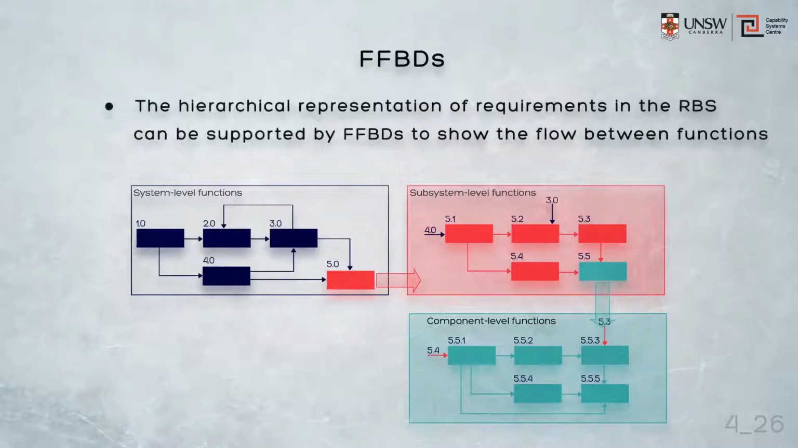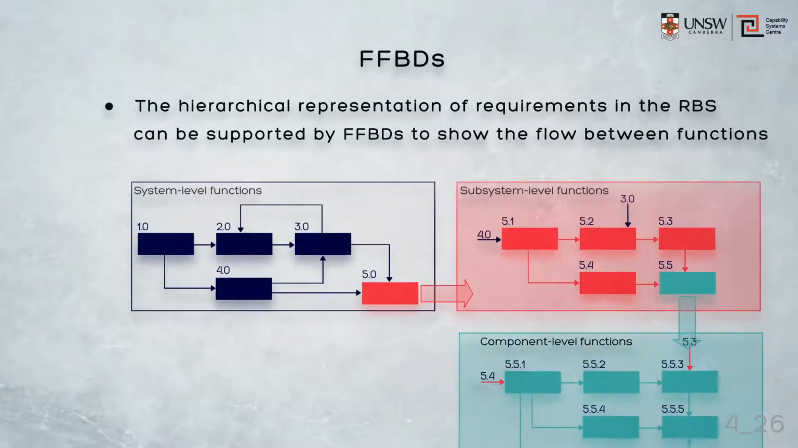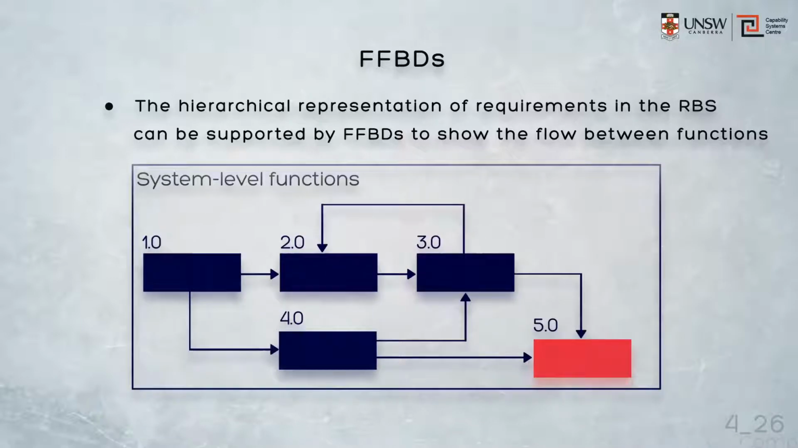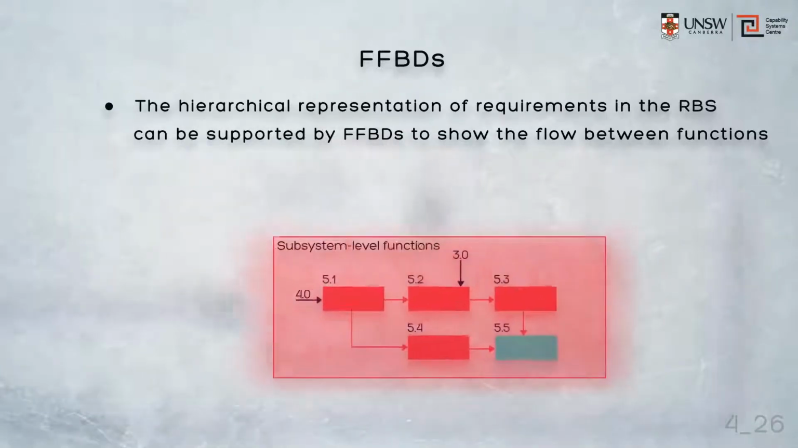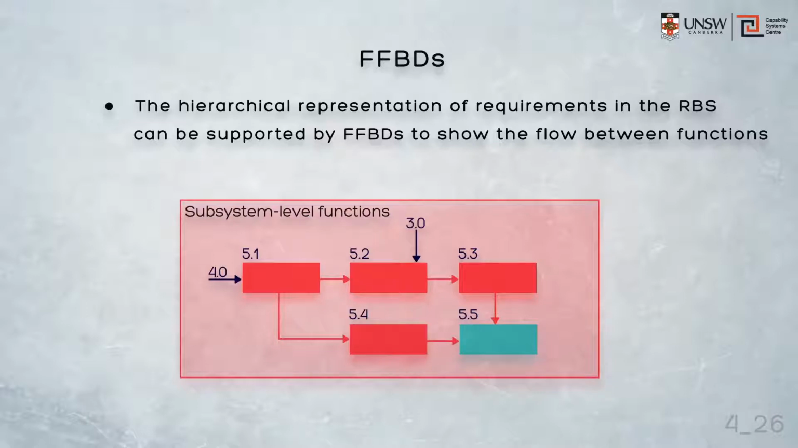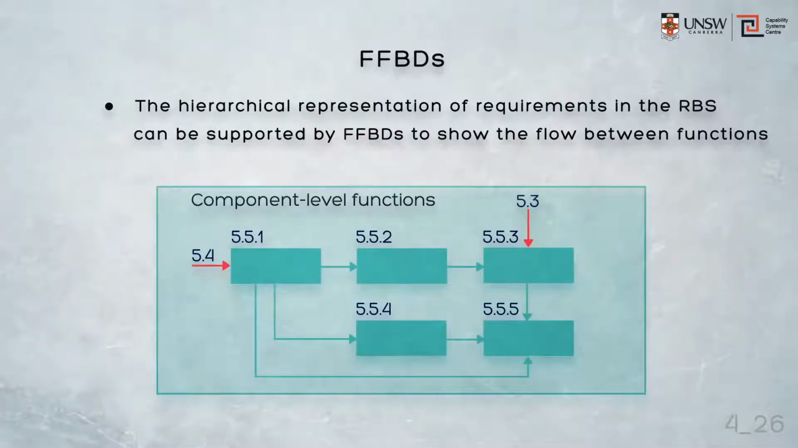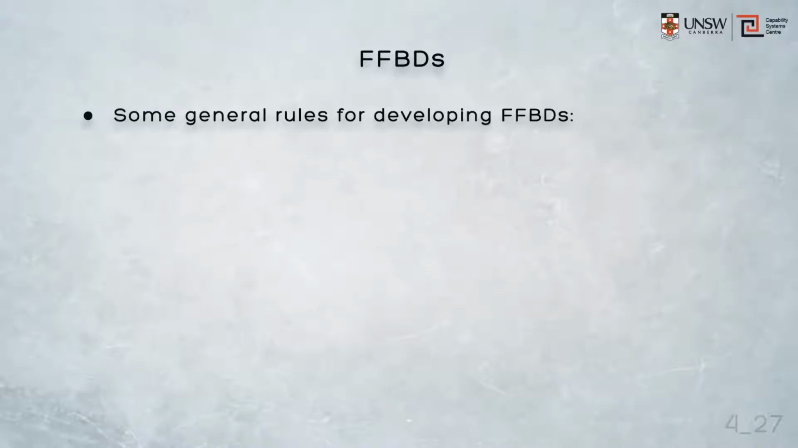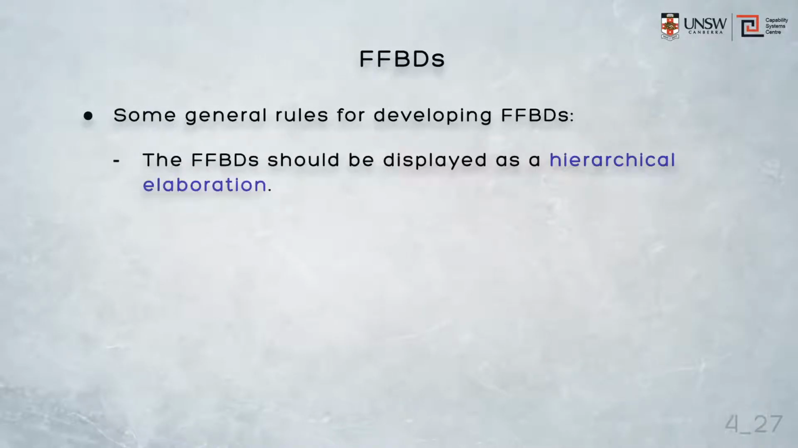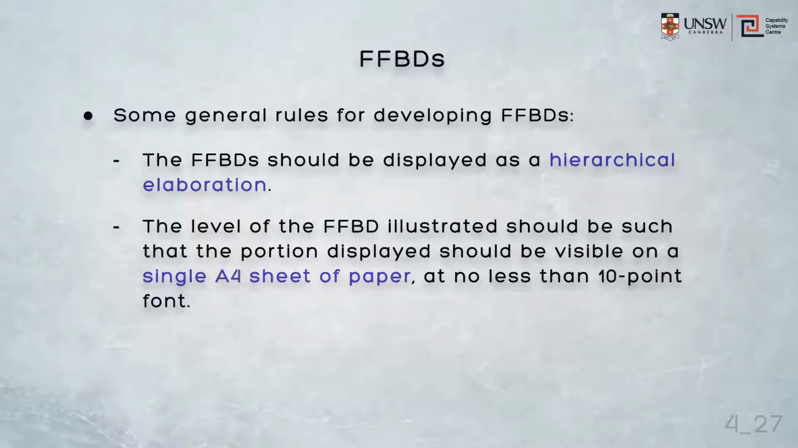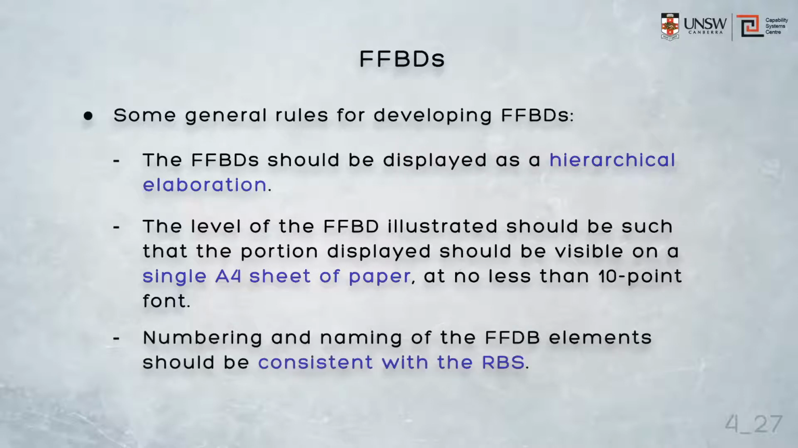The hierarchical representation of the requirements in the RBS can also be supported by another tool called the FFBD, the Functional Flow Block Diagram. The value of the FFBD is it also shows the flows between functions, not just the hierarchical description of the functions. The functional flow block diagrams, though, should also be displayed hierarchically. That is, they should be able to decompose each of the levels to the next level down. A single level of the FFBD has to be illustrated again on a single A4 sheet of paper at no less than 10-point font. The functions in the FFBD should also be numbered and named so that they're consistent with the RBS.